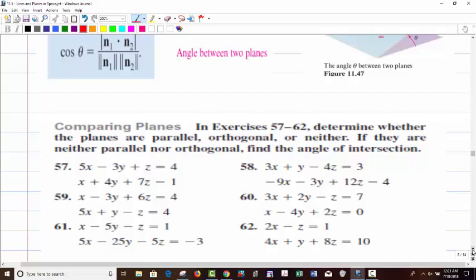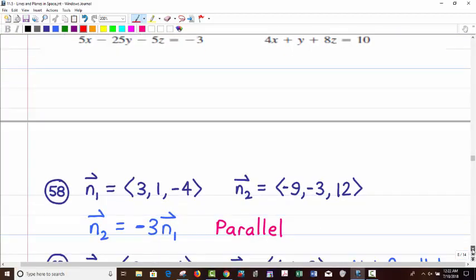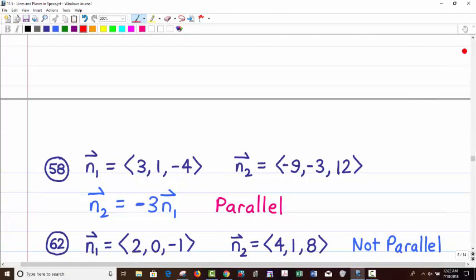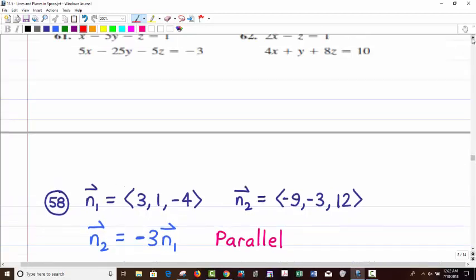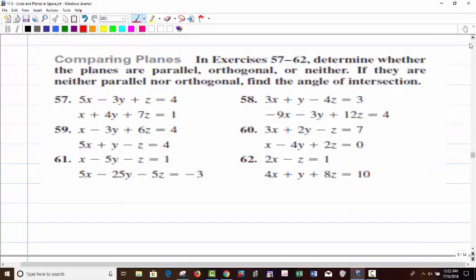Now, what you want to look for on these, at least the way I like to do this, is I look to see if the direction vectors of the plane are a multiple of each other. If they are, you're going to have parallel.